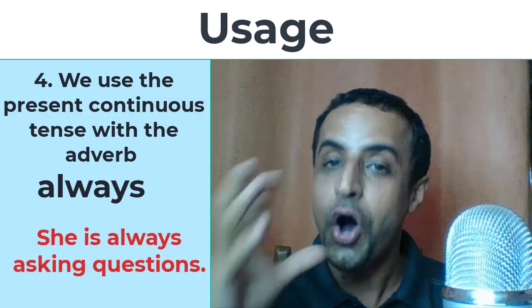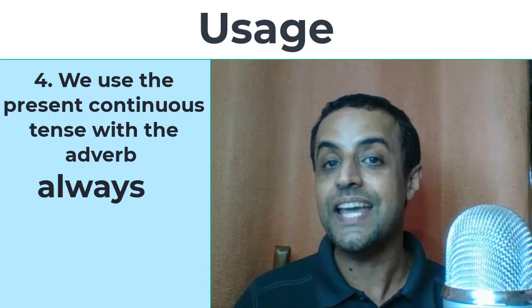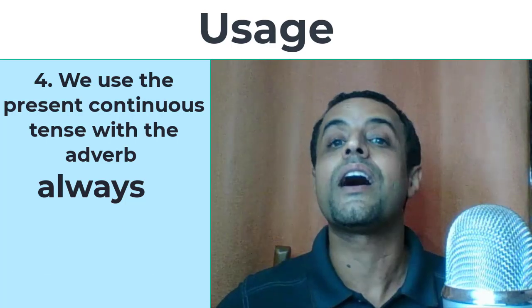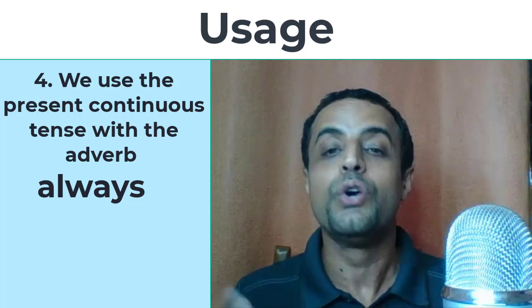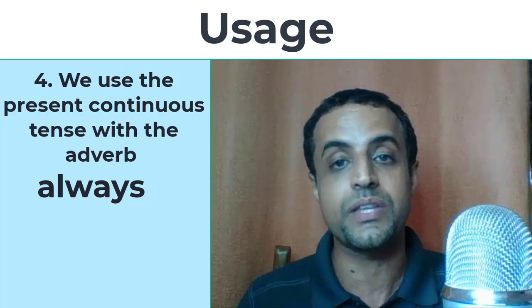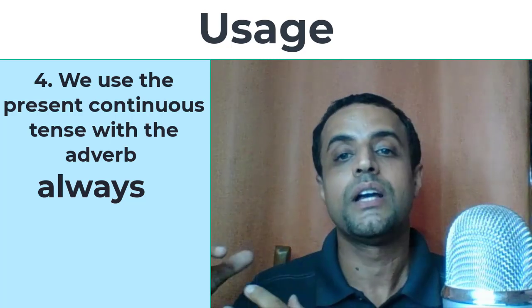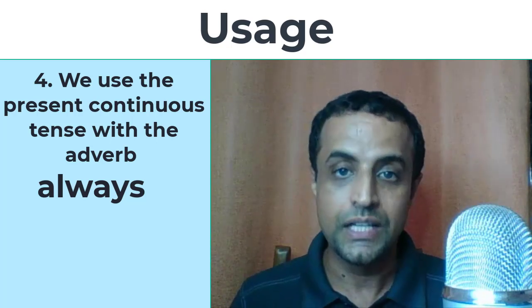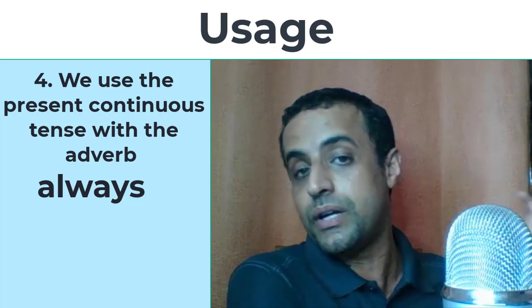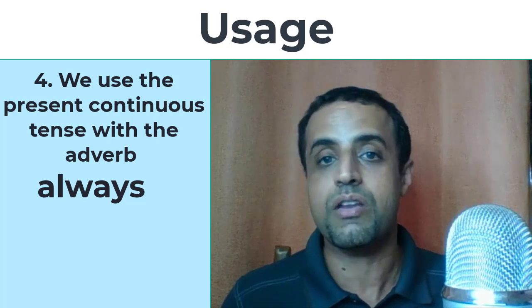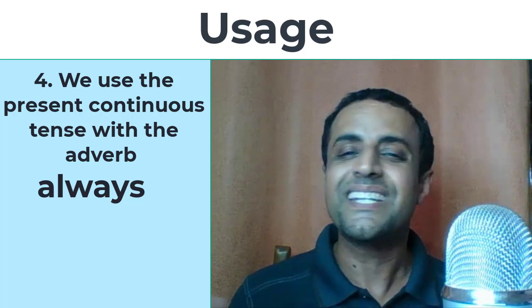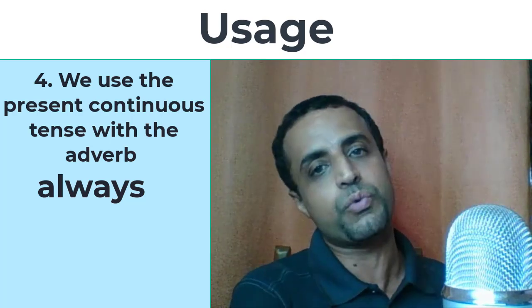So we use always with the present continuous tense when you are not happy about something, when you are annoyed about something. For example, I am not happy about him asking me a lot of questions. I can say he is always asking a lot of questions.